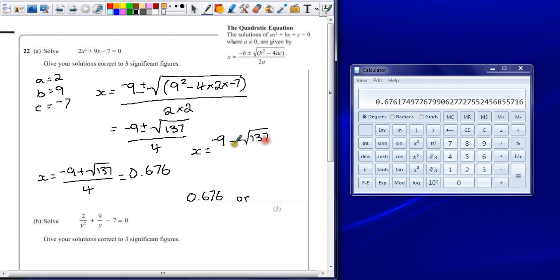Or, because we've got to have a second potential solution here, x equals negative 9, take away the square root of 137 divided by 4. So clear the calculator, negative 9, take away the square root of 137, pressing equals, got a negative number this time, divide it by 4, negative 5.176. Now three significant figures, that's 1, 2, 3, rounding it up, because the number afterwards is beyond 5. So other possible answer we could have had is negative 5.18.